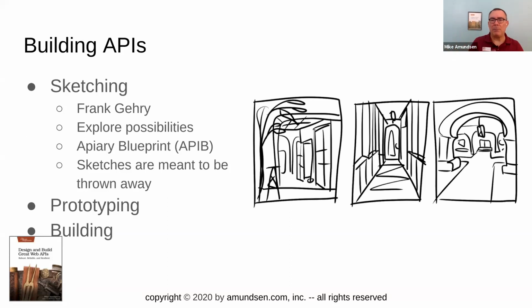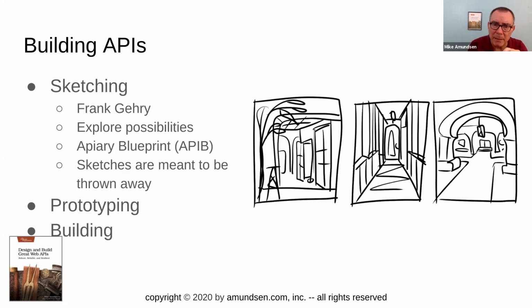Is it ornate? Is it complex? Is it simple? Is it an outside garden? Is it stone? Is it wood? All these things. So sketches are a great way to explore what an API might possibly look like. This is what a record looks like in a response. This is what an input looks like in a request. This is what a filter looks like.